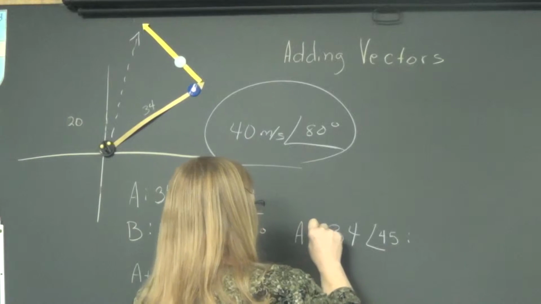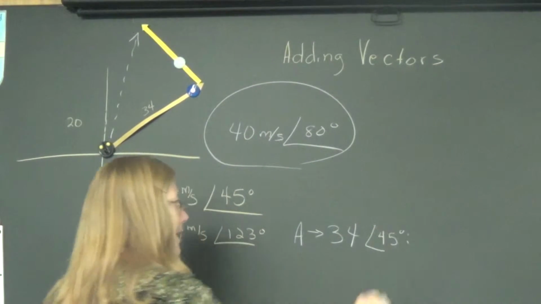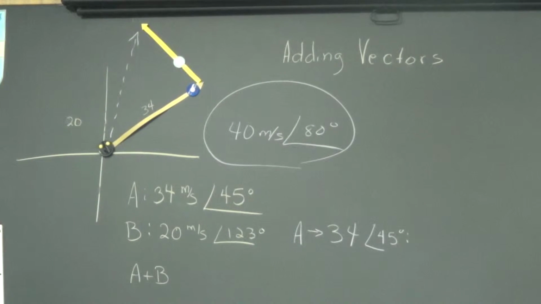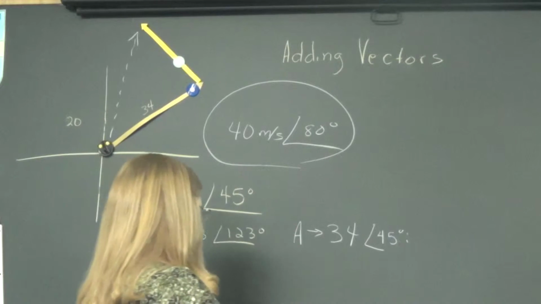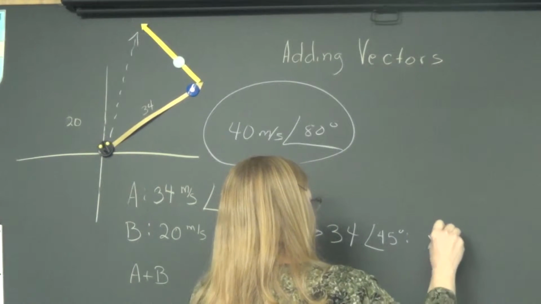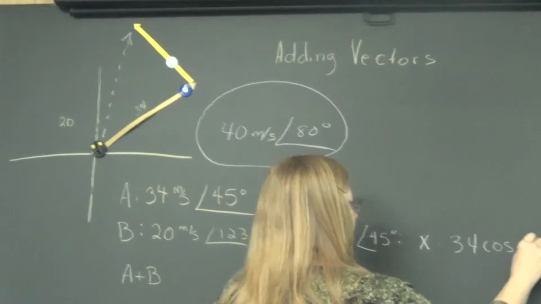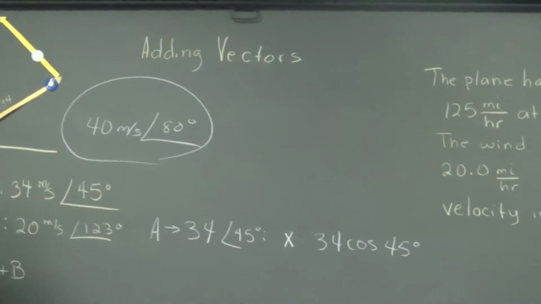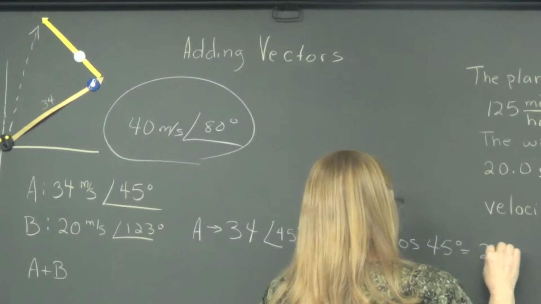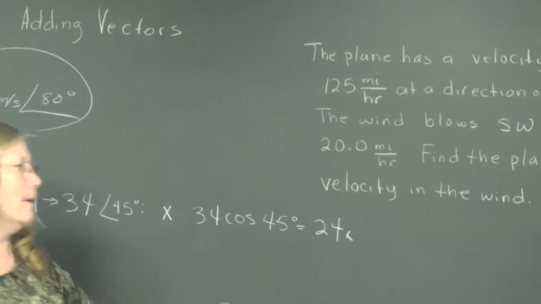So vector A is 34 long at 45 degrees. Make sure you're in degrees for this class because you need to be. There's a mode button that will help you with that. The X component is first, and we're going to do 34 cosine 45. Always cosine for the X component. Emily Martin, what did we get for that one? We already did that. 24. Right. And I put a little X there to make it clear to myself that's the X component.